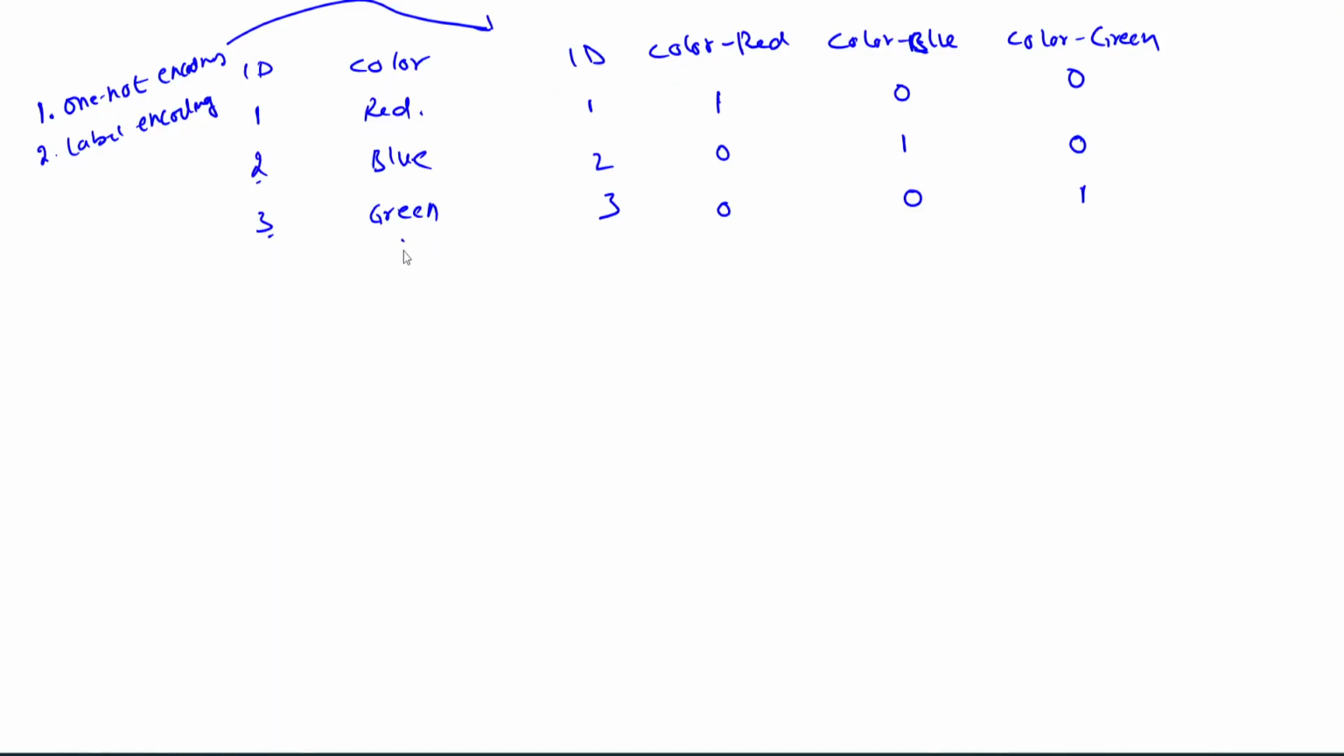If you have like 50 unique colors, then it will add 50 columns like that. So there are two disadvantages with using one hot encoding. Number one is the curse of dimensionality.